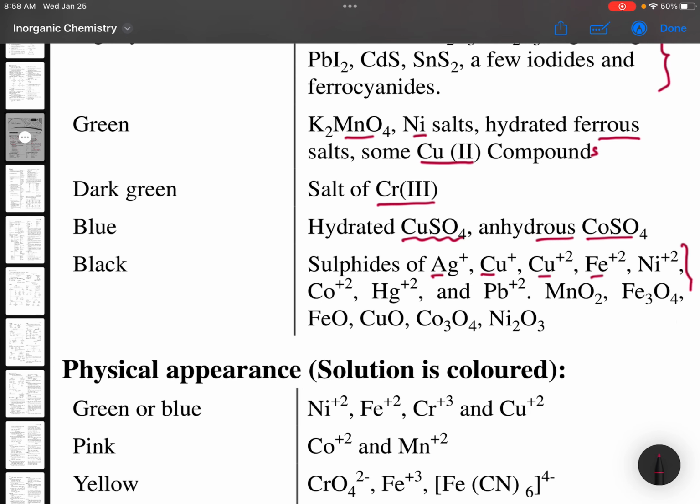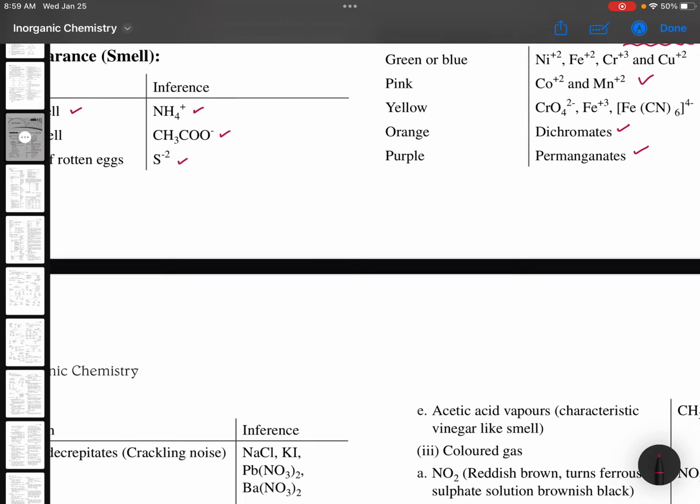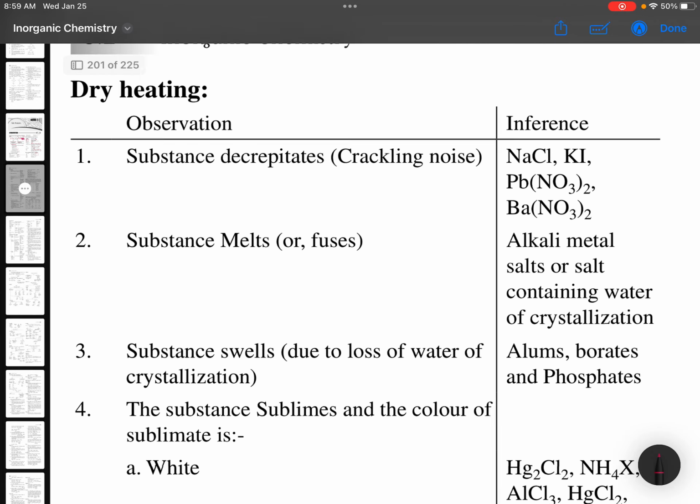Now a list is mentioned here. Physical appearance, how do they appear in solutions? Green or blue: Cu+2, Cr+3, Fe+2, Ni+2. Pink: cobalt or manganese. Yellow, these are the possibilities: CrO4 2-, chromate, ferric, and Fe(CN)6 4-, which means this is a potassium ferrocyanide type, ferrocyanide salt. Orange, dichromates. Purple, permanganates.